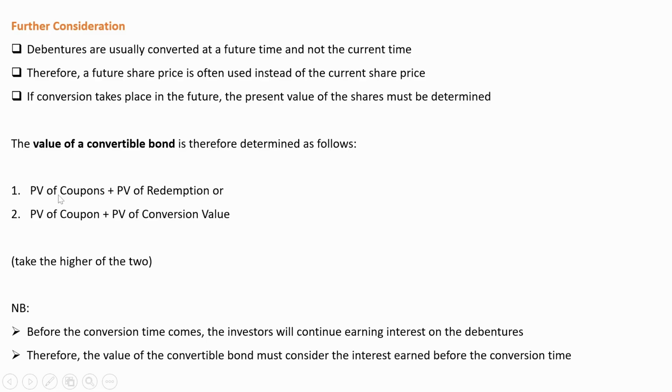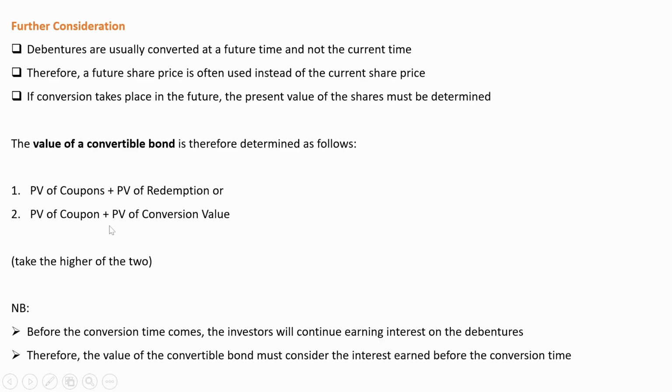1. Present value of coupons plus present value of redemption. So this is just a repetition of what we have said before. Take the present value of interest, add the present value of the principal. Principal is the same as redemption value. That is the value of debt. But the value of equity in this case is the one that is going to change if you convert in the future. So you're going to compare that one with present value of coupon plus present value of conversion value.